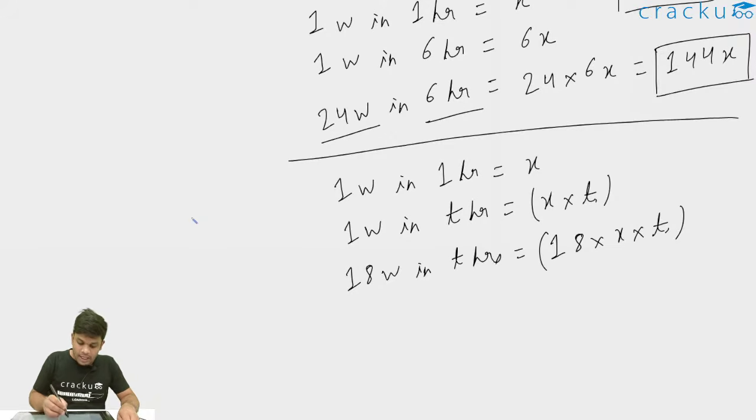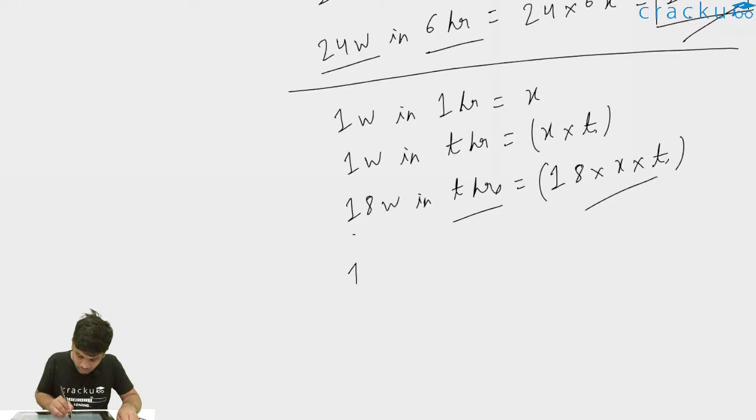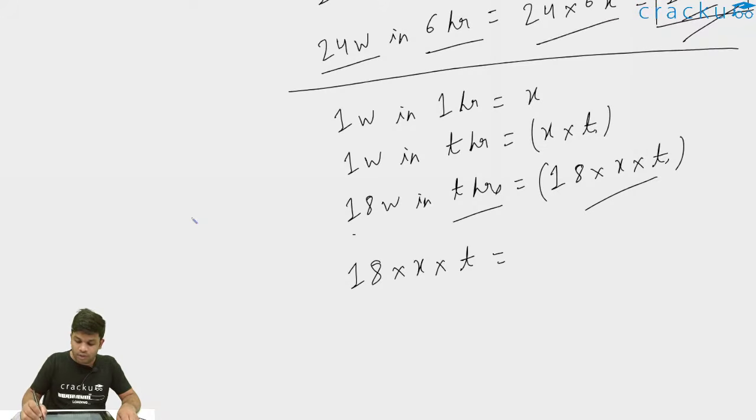Okay. Now 24 workers in 6 hours did 144x amount of work, and 18 workers in t hours did 18 into x into t amount of work. Now in both the cases the same garden was cleaned. Okay, so the total work that has been done will be the same. So we can equate these two and you will get 18 into x into t. Instead of 144, let's take 24 into 6 because it will make our work easier.